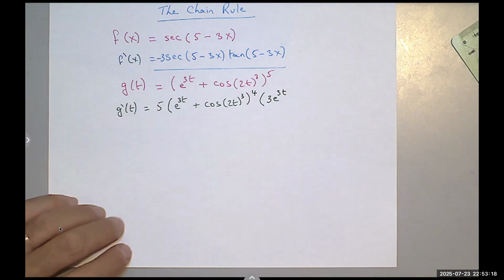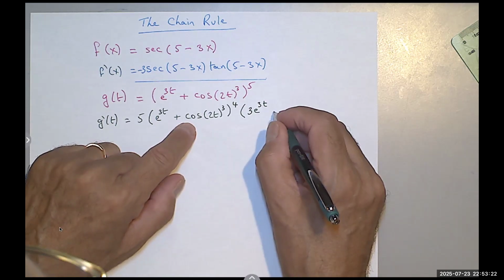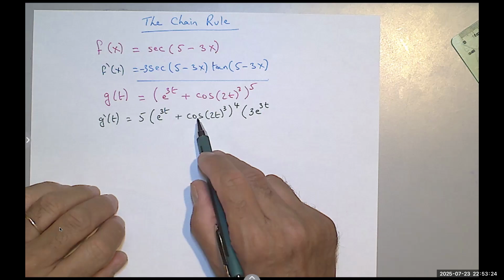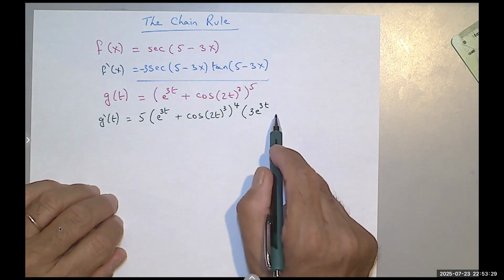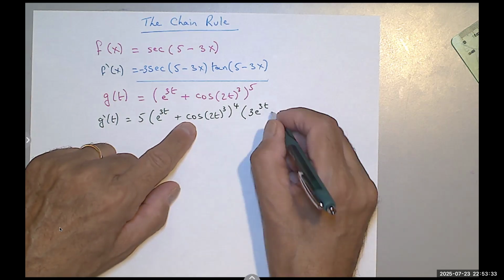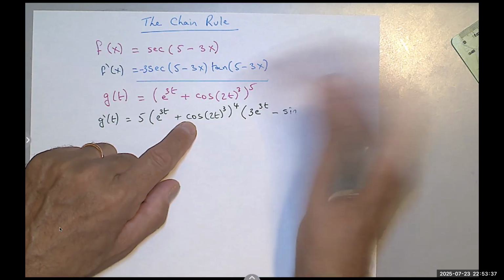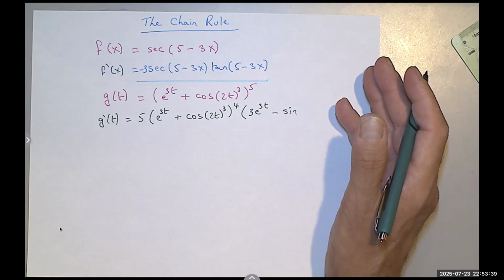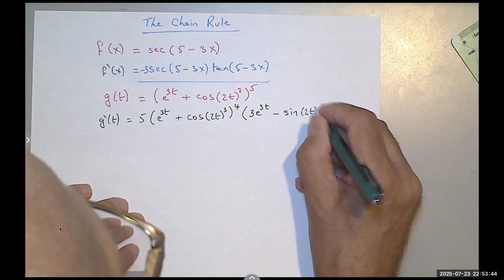So I'm going to say plus, and I take the derivative of cosine, but the derivative of cosine is negative sine. That's why I didn't write plus, I'm waiting. Derivative of cosine is negative sine, and everything else is the same, right? 2t cubed.